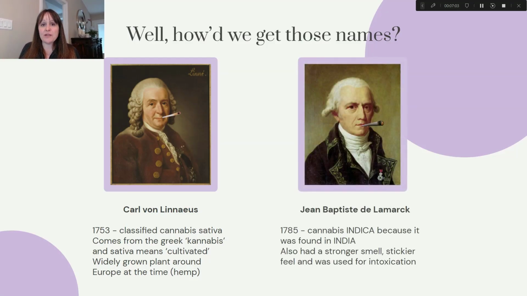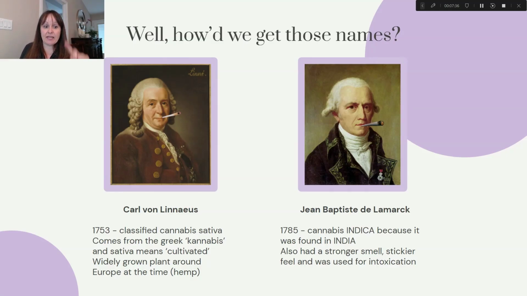Then, a few years later, a different guy called Jean-Baptiste de Lamarck came in, and he was in India, and he saw a plant that looked quite a bit like Cannabis sativa, although it was shorter, fatter, bushier, had different shaped leaves, and a stronger smell. It had more sticky stuff all over it, and people were using it there for intoxication purposes, not like industrial hemp purposes like they were in Europe.